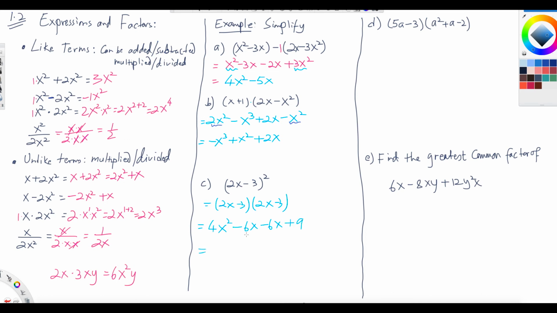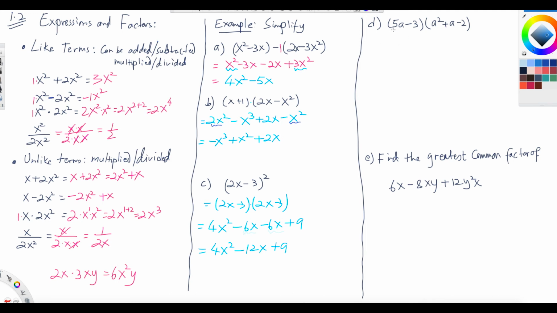Let's add the like terms, because these two middle terms are like terms. So what do you get? You get 4x squared, the highest exponent term, minus 6x minus 6x. -6x minus 6x is -12x, and then plus 9. That is the final answer. Okay, so in case of a product or any exponent, you just write it as the two factors and then you FOIL it. You understand?